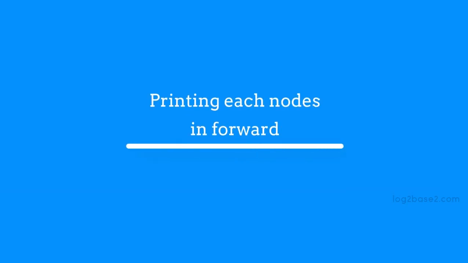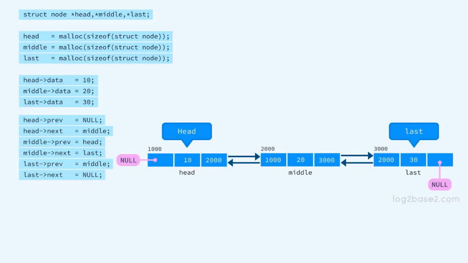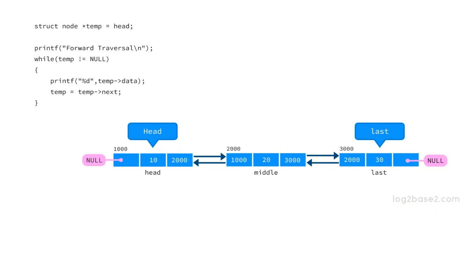So now let us print each node's data in the linked list. So to print each node's data, we have to traverse the linked list completely. And unlike simply linked list, we can traverse from the beginning to end as well as in the opposite direction. So first, let us see the forward traversal.